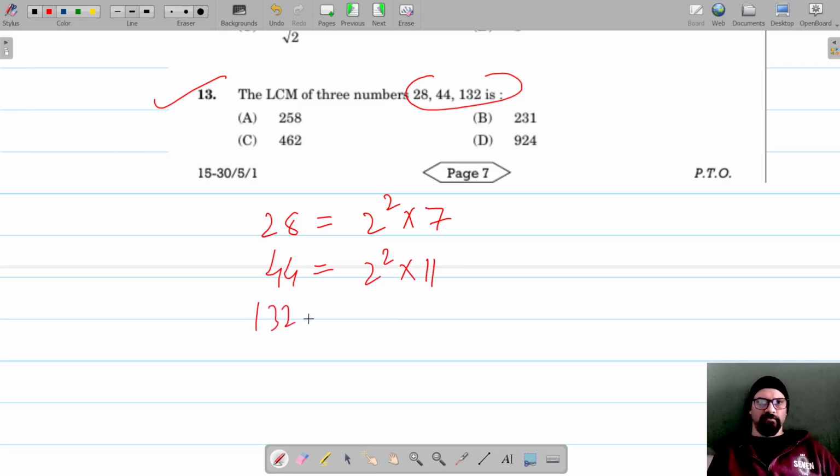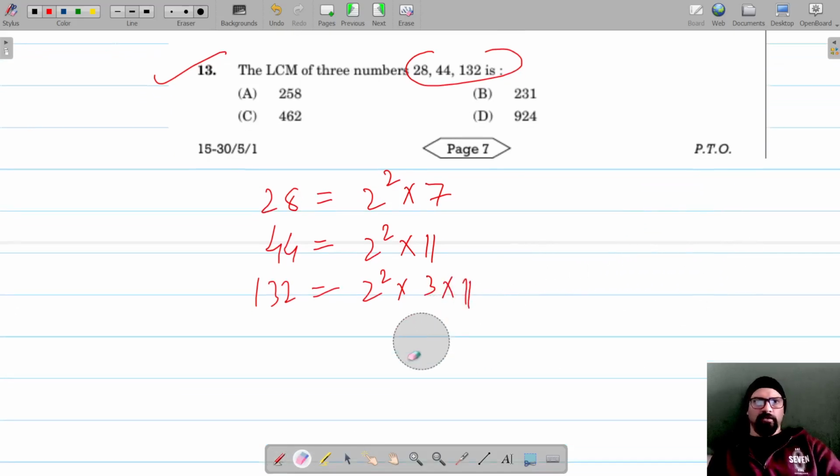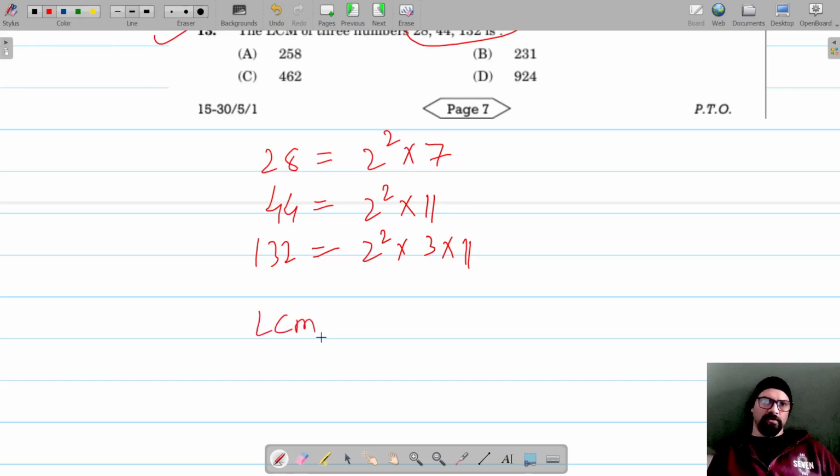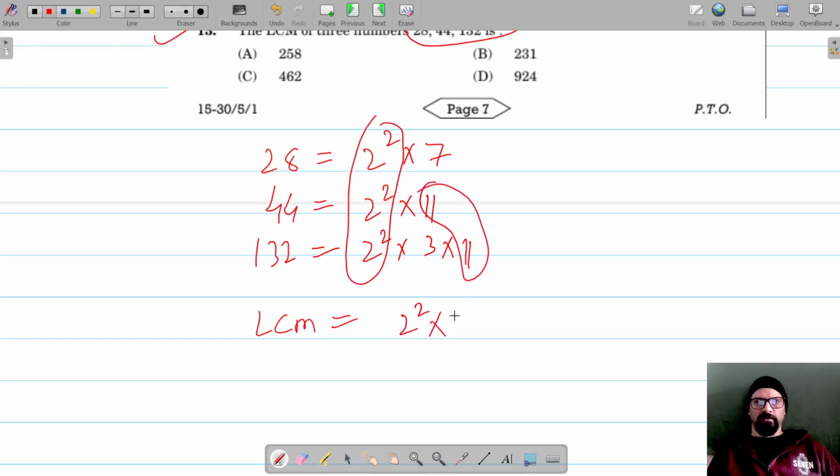Now, if I go ahead and factorize 132, this is 2, 66, and 2, 33, and 3 and 11. So 2 square into 3 into 11. Okay, now we have to find the LCM. So the common is 2 square, and here the common is 11. We have to take the highest out of the common, but it's 11 with both having power 1, so we are going to take 11, and the rest are 3 into 7.